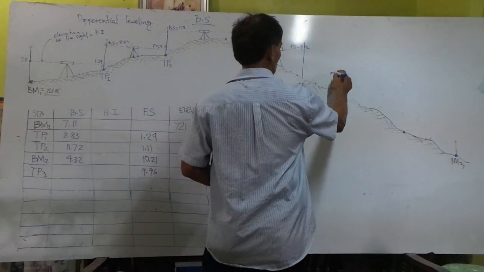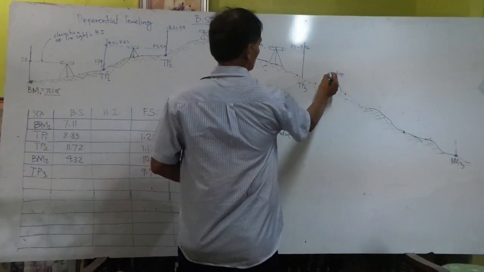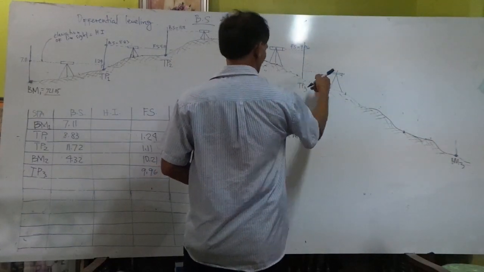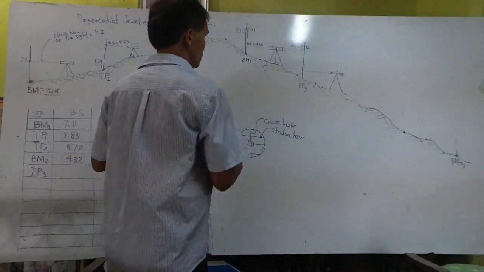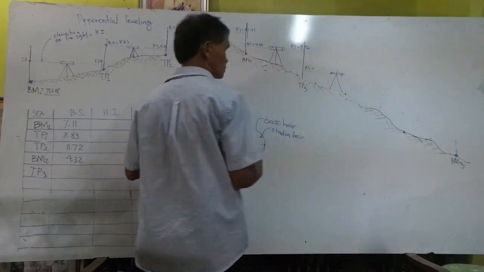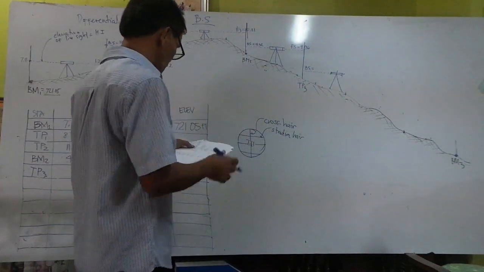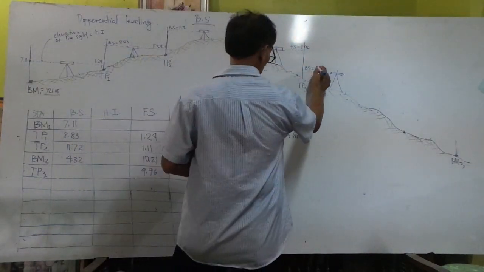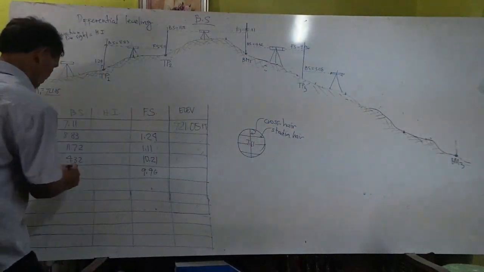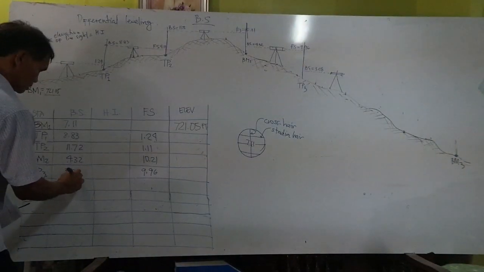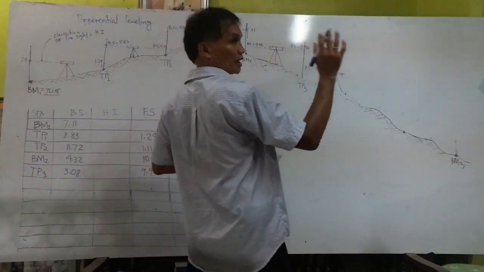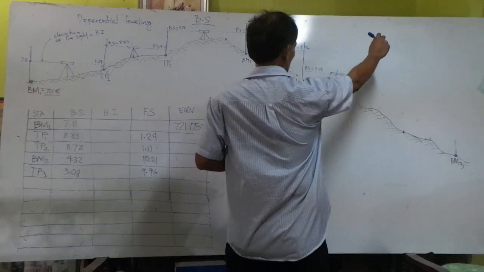Instrument na to. Then, you sight balik TP3. Then you have now the backside. This example backside is 3.08. So record mo na 3.08. Then you turn again the instrument to another turning point.